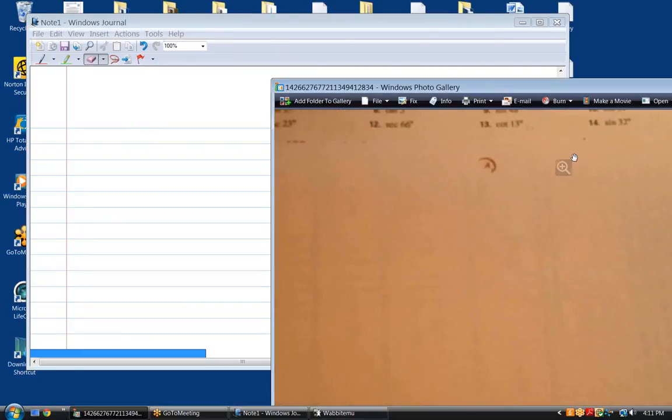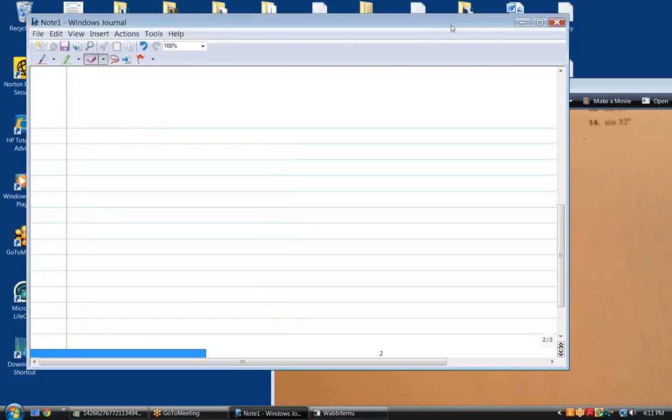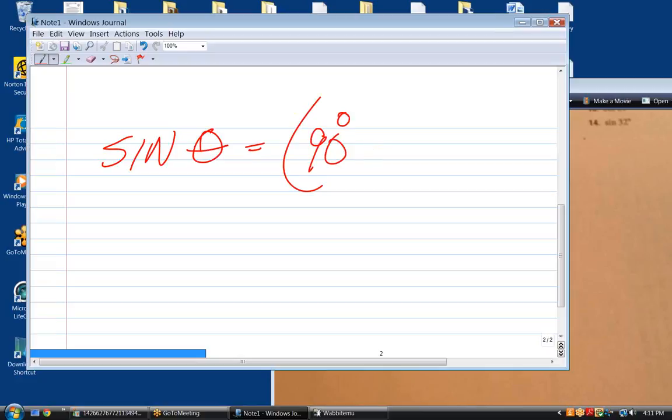Now, just for the heck of it, are you familiar with cofunctions? No. When I say the sine of theta equals 90 degrees minus the cosine of theta. Not familiar with that? No. Okay. We'll talk about it as long as we got a few minutes.